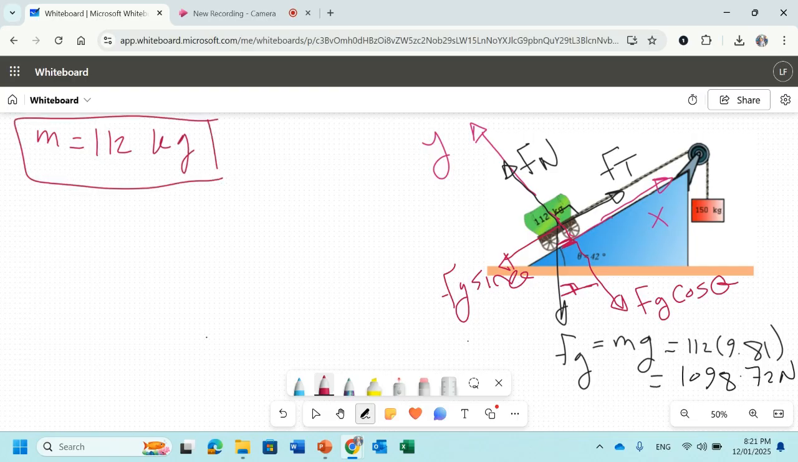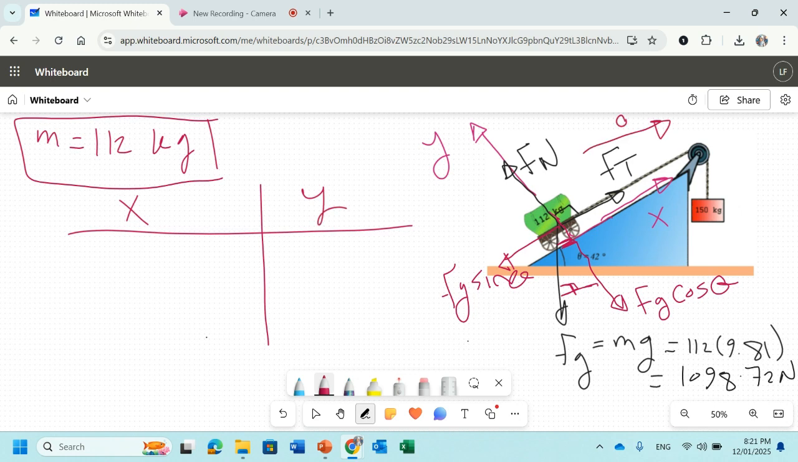Okay, so let's take the first object, the first mass, which is 112 kilogram. Again, we're going to make x and y. The object is moving in this direction, so forces in the same direction of motion will be positive. So Ft, the tension force, is positive, and Fg sine of the angle will be negative. Since we have motion, we use Newton's second law. All the forces acting in the x direction equal mass times acceleration in the x direction. So we'll have Ft minus Fg sine of the angle.